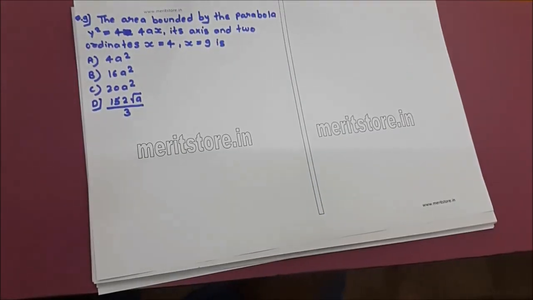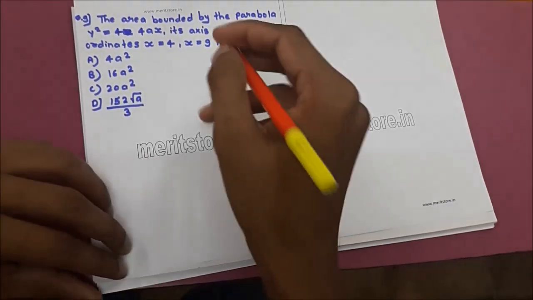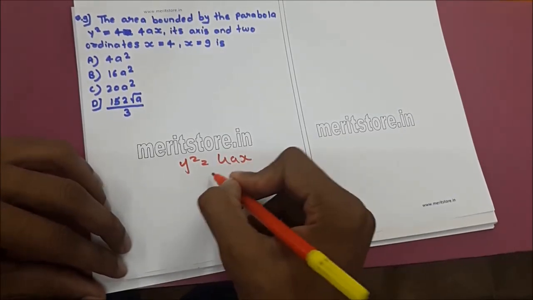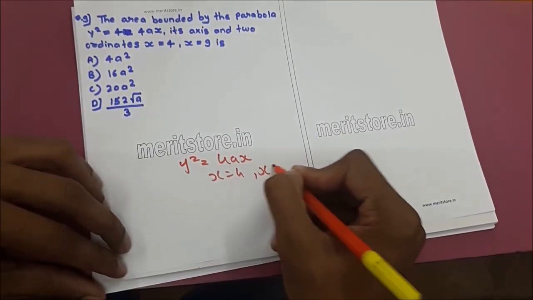Question 9. The area bounded by the parabola y square equal to 4ax, its axis and two ordinates x is equal to 4, x is equal to 9 is. Option A is 4a square, option B is 16a square, option C is 20a square, D 152 root a upon 3. We have equation y square is equal to 4ax and the limits are x is equal to 4, x is equal to 9.